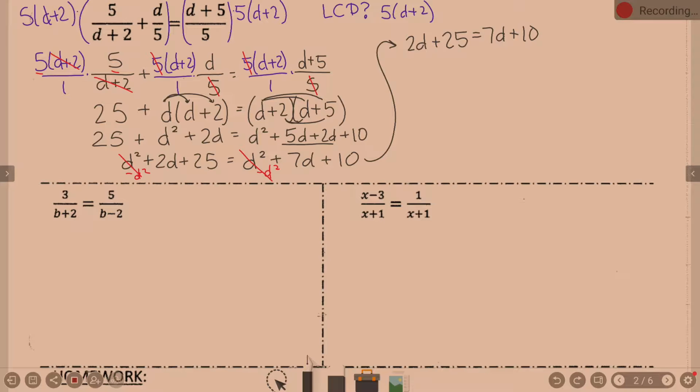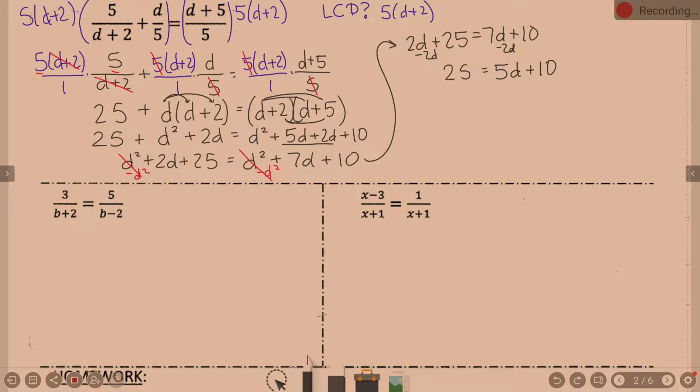2D plus 25 equals 7D plus 10. I have D's and numbers. How do I solve? Try and get all of your variables together. So if it's a positive 2D, I'm going to subtract 2D. 2D minus 2D is 0. That leaves me with 25 on that side. On the right, 7D minus 2D is 5D plus the 10.